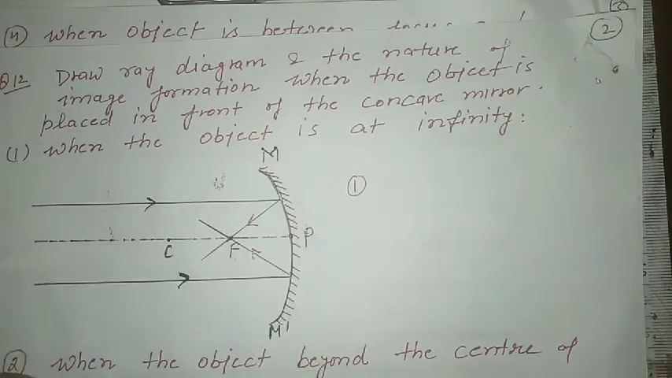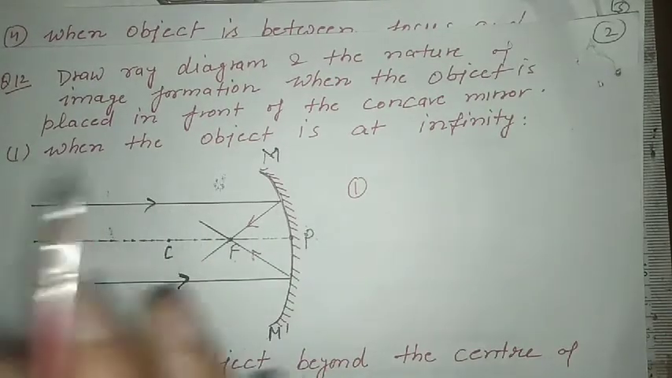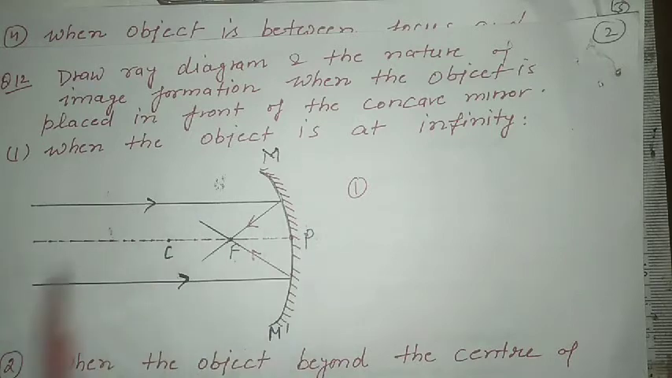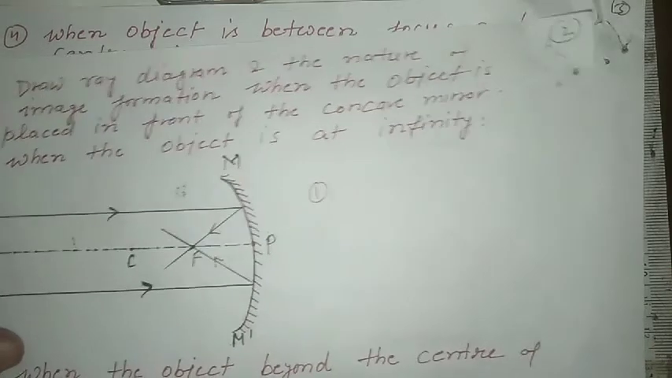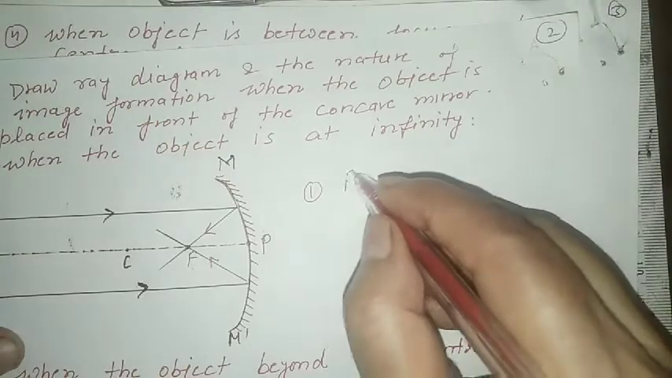When the rays are coming parallel, means the object is at infinity. From the infinity the rays are coming, we assume that the rays are coming parallel. So after reflection from the concave mirror they will pass through the focus. So what type of image we can see here? The image will be real.